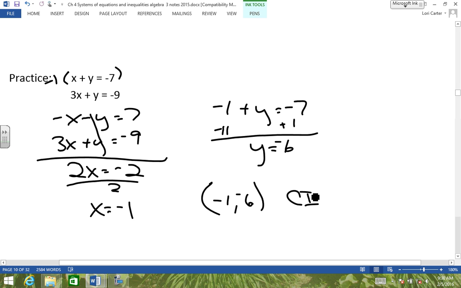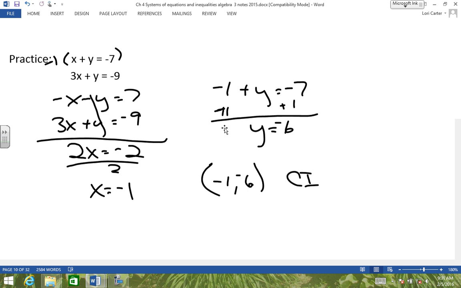Why is it CI? I don't get it. That's plus. There, are we better now? +1. See, consistent independent. Consistent independent means they meet at one point. So if you get a point for an answer, these two lines are meeting in one place. So the intersection point is what this means. Why would they always use CI? It will always be CI if they're two different numbers. Okay, it's just CI every time.